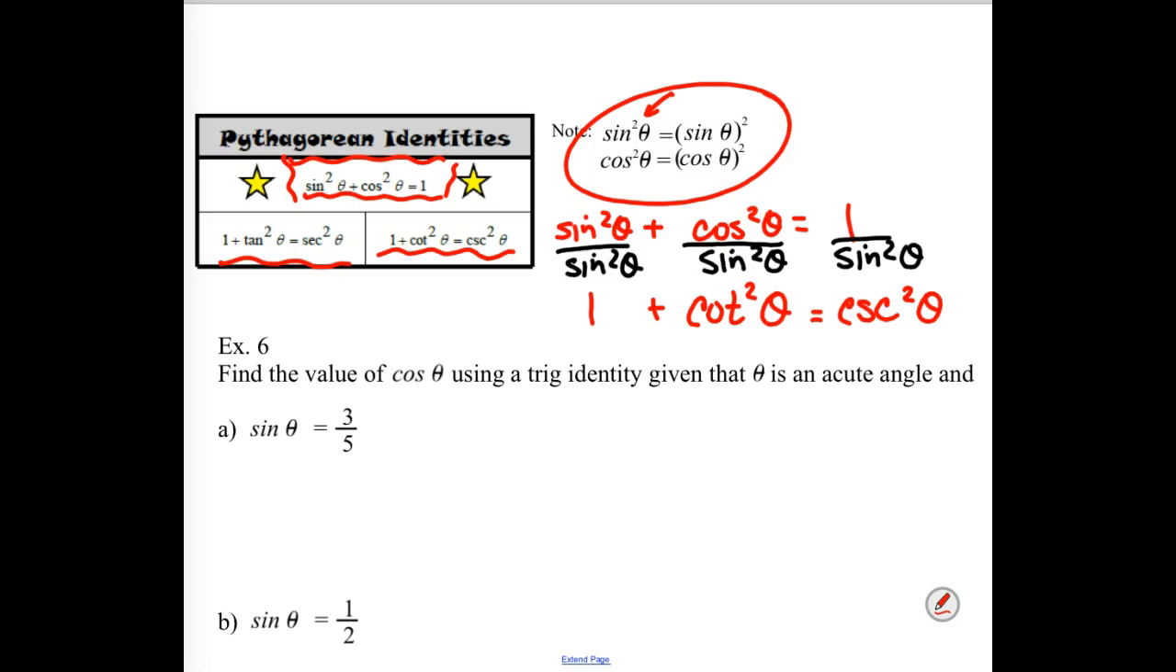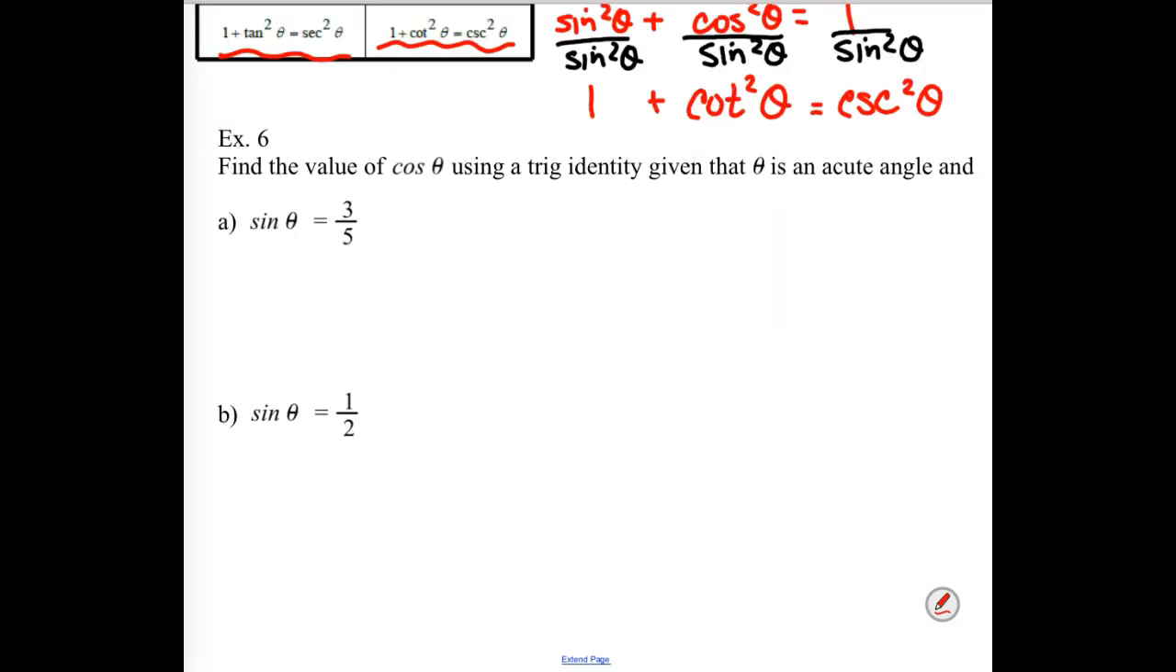All right, so our example says find the value of cosine theta using a trig identity given that theta is an acute angle. What would it mean to say theta is an acute angle? It has to be less than 90, okay? So we're talking about angles between 0 and 90 degrees, which means quadrant 1. And in quadrant 1, all our coordinates are positive. We'll look at that a little more in the next couple of days with the unit circle. But what this is basically telling me is that all trig values are positive.